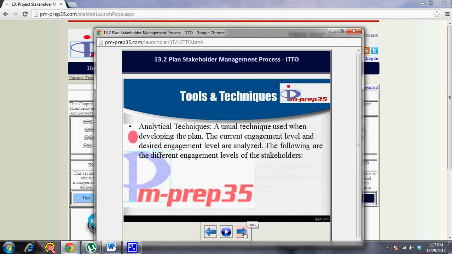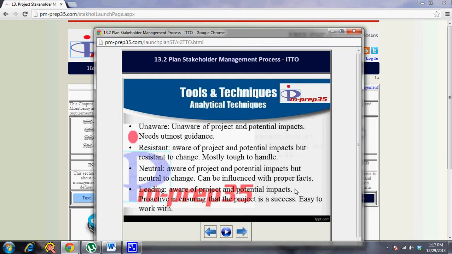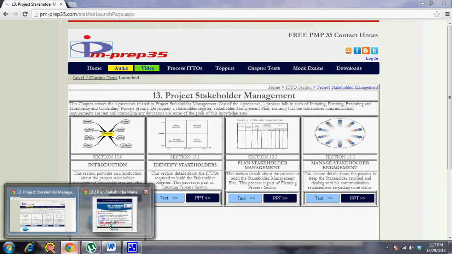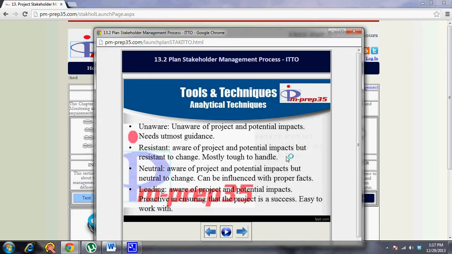So as part of the analysis, you have to understand the engagement levels of the stakeholders. The different types of engagement level start with unaware. So you're classifying the stakeholders here by their exposure or experience in this project. Some stakeholders are in the category called unaware, wherein they are unaware of the project and potential impacts. Probably they are doing a project in this area for the first time, so they need utmost guidance from you as project manager, because they need to understand the impact of this particular project and how it can change their lives. That category of stakeholder is called unaware.